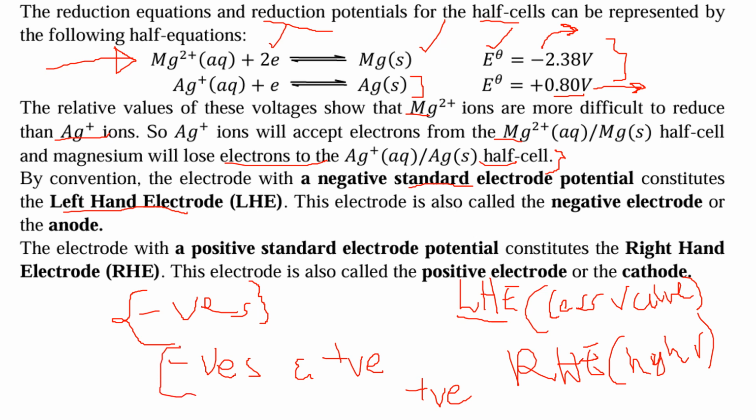If you are given a negative value together with a positive value, just like in this example above, the more negative, which is magnesium, is going to constitute the left-hand electrode, and the more positive is going to contribute the right-hand electrode. If we have been given values and they are all positive, you make sure that the one with the lesser value is the left-hand electrode, and the one with the higher value is the right-hand electrode. We are going to look at that in more detail in the examples I give later on.